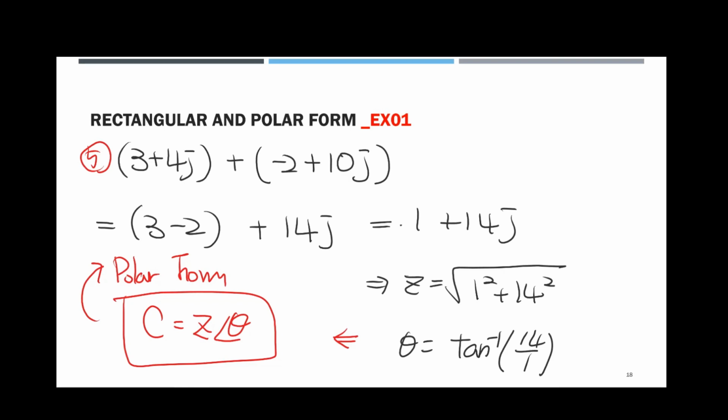So to find the polar form, first you have to sum the real and imaginary parts. Finally, you can get one rectangular form, and then you're going to make a polar form. You have to find z and theta. So z is equal to root of 1 squared plus 14 squared. Okay. So theta is equal to inverse tangent of 14 over 1. 14 over 1, so y over x, we learned before. Y over x. So theta, you can calculate the answer right there. Z is also right there.